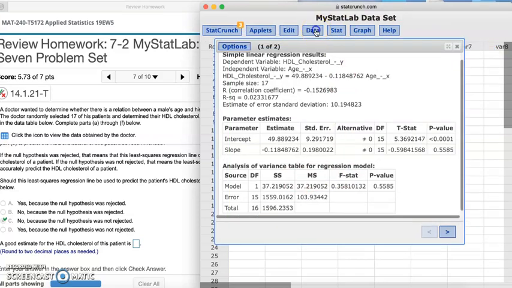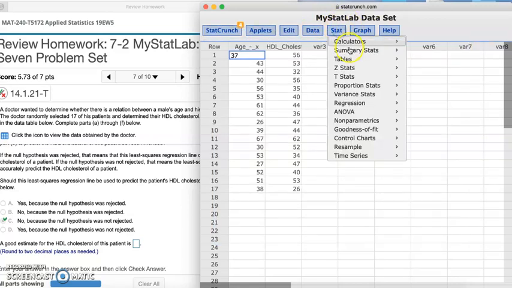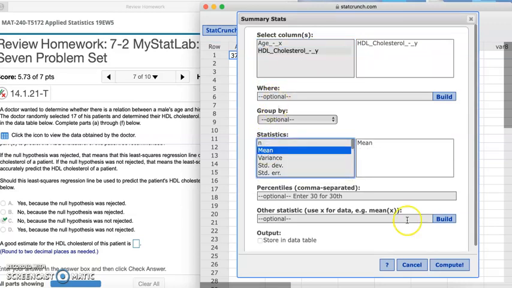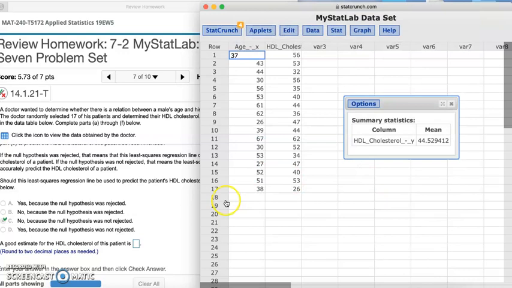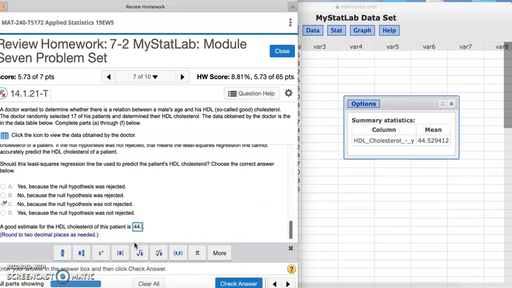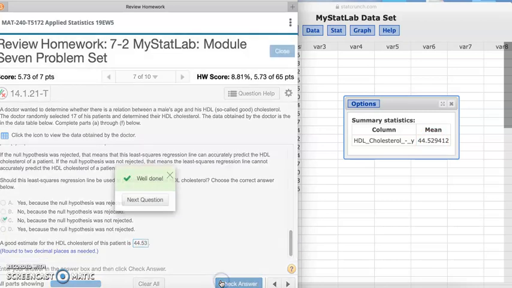We're going to go to Stat, summary stats, column. Remember way back in the beginning of the class when we found the mean of our variables. We're going to click on Y, our HDL cholesterol, and mean, because all we care about is finding the mean in this case. And as you see here, it's 44 point, what do we need, 2 decimal places? That's 44.53. Let's plug that in. Check answer. Well done. So that's how you do problem number 7.